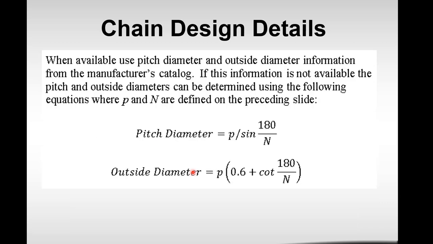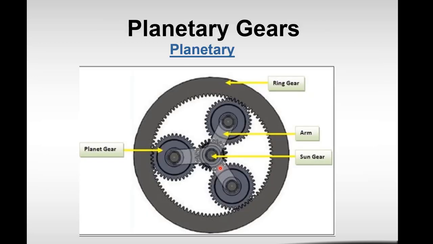Okay, and then the other thing is, in the catalog, you can just look up the pitch diameter and the outside diameter normally, or you can use this equation where the little p is the chain pitch. So if it was ANSI 25, you'd put in 0.25 right here, and then this is in degrees. n is the number of teeth on the sprocket, so 180 divided by n, in degrees. Take the sine of that, and then you can calculate the pitch diameter with that equation.